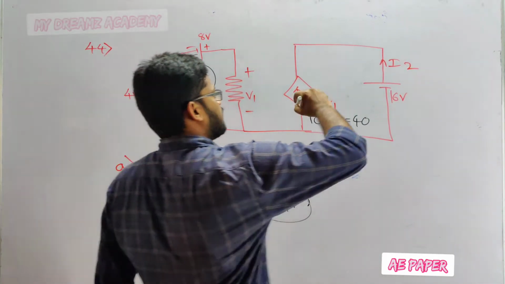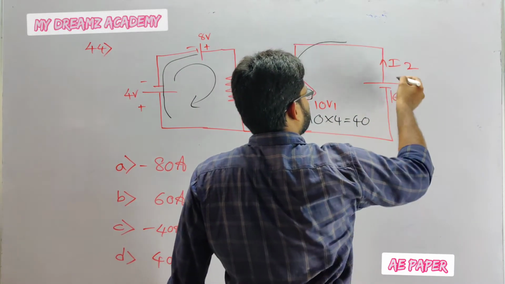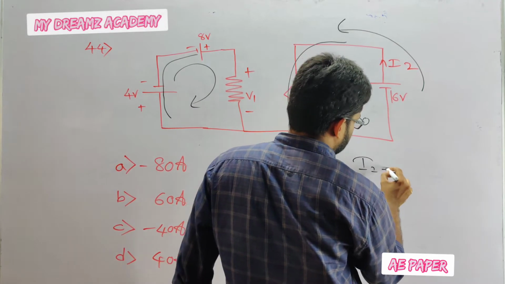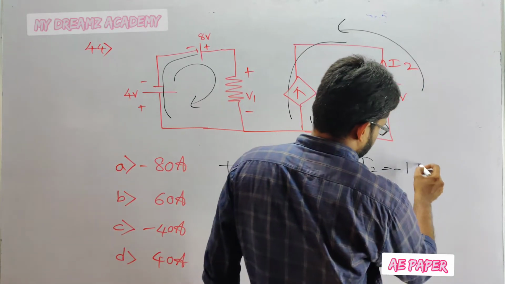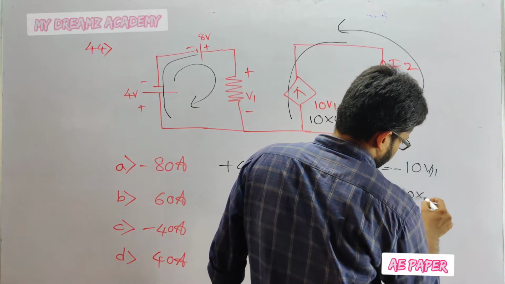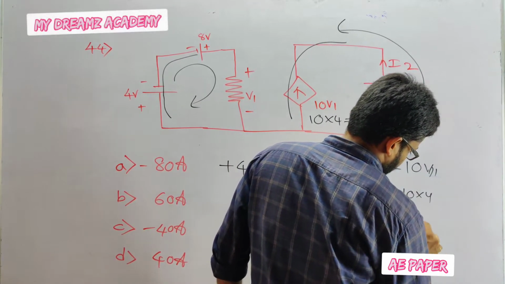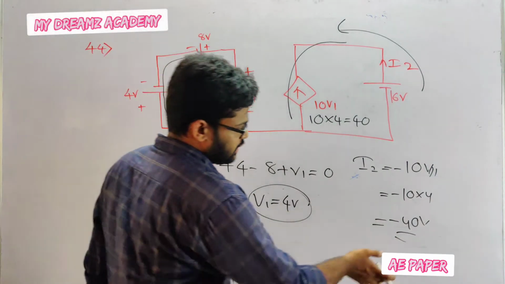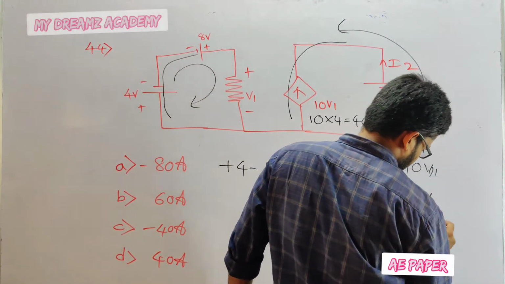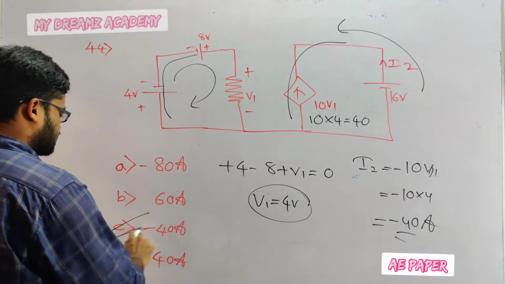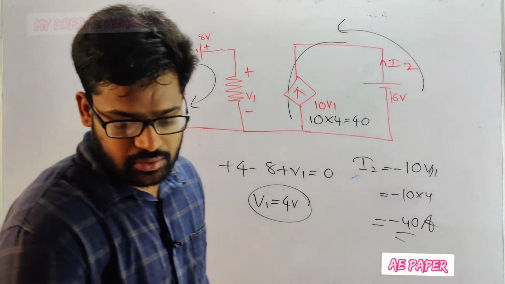But the current direction is like this, and this current direction is opposite to this one. So I2 is equal to minus 10 V1, that is minus 10 into 4, that is minus 40 amperes. So which option is correct? That is option C is correct. This is question number 44.